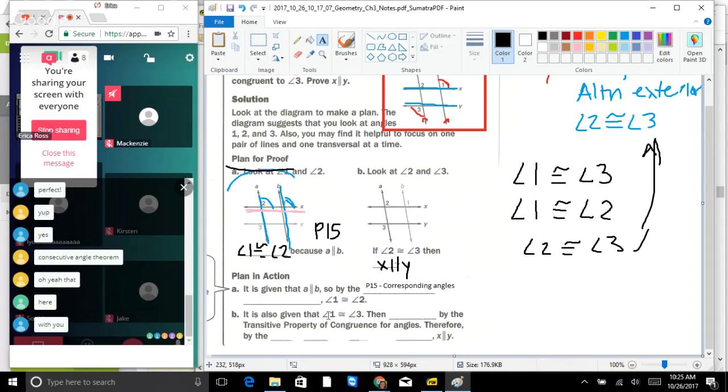Okay. It's also given that angle 1 is congruent to angle 3. So we can say that angle 2 is congruent to angle 3 by the transitive property of congruence. Therefore, so if angle 2 is congruent to angle 3, which theorem or postulate tells us that x is parallel to y?